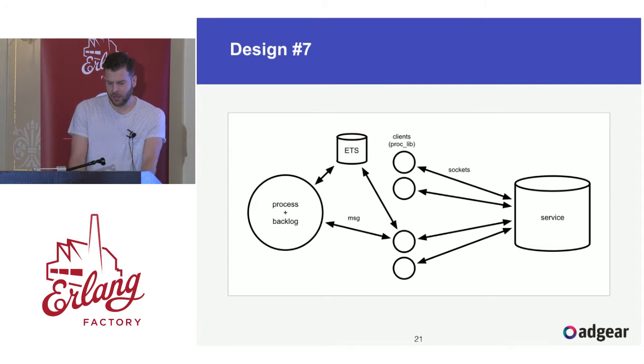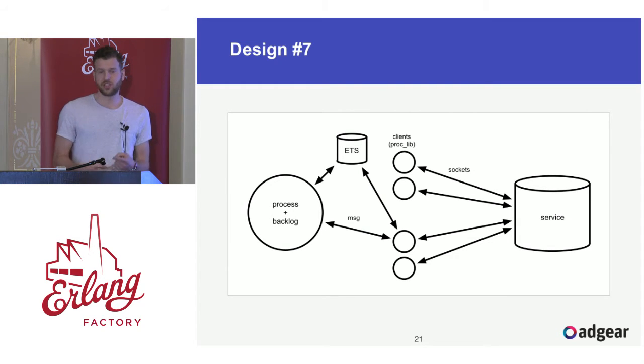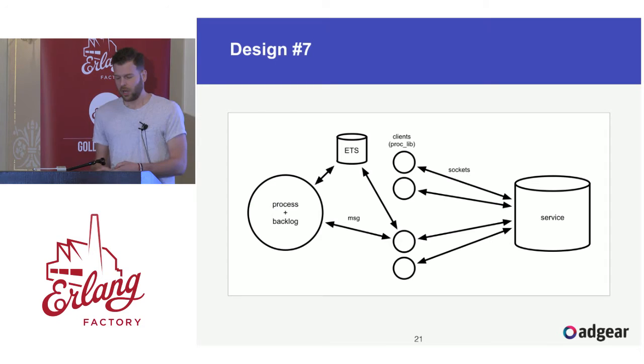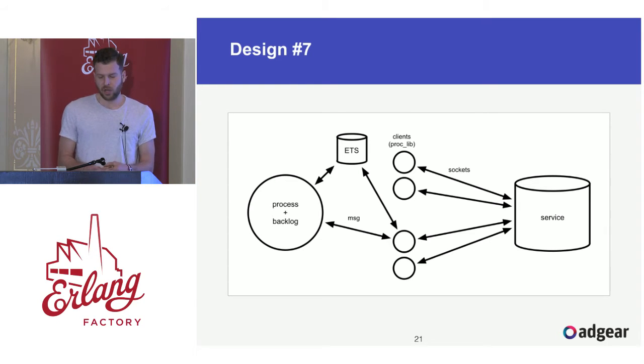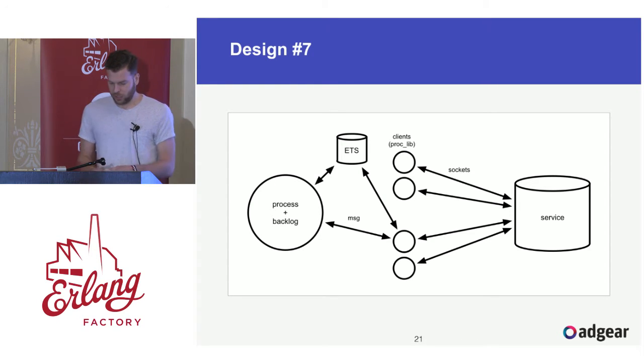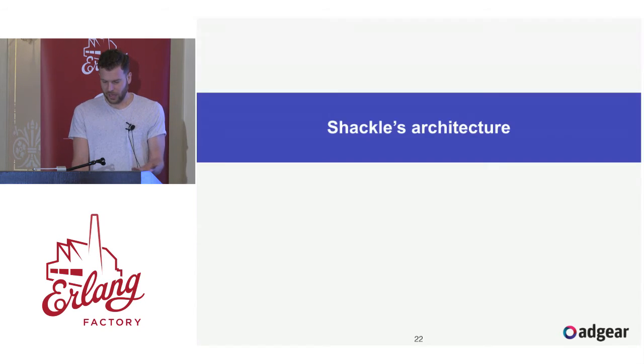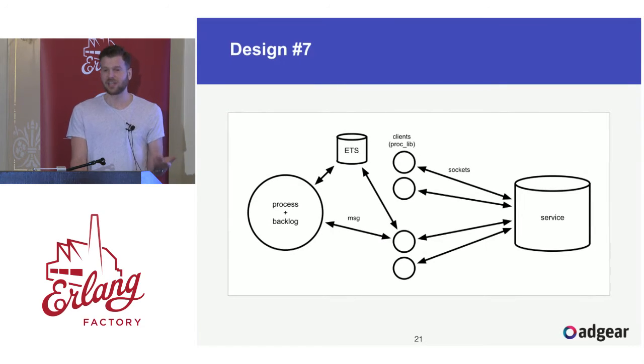So the new design: whenever you're sending a message, you call ETS, check if the backlog is not full, and if it's not full, you send the message, it goes to the service, comes back, and back to our process. And it's as efficient as we want, and so we've attained basically our four goals.